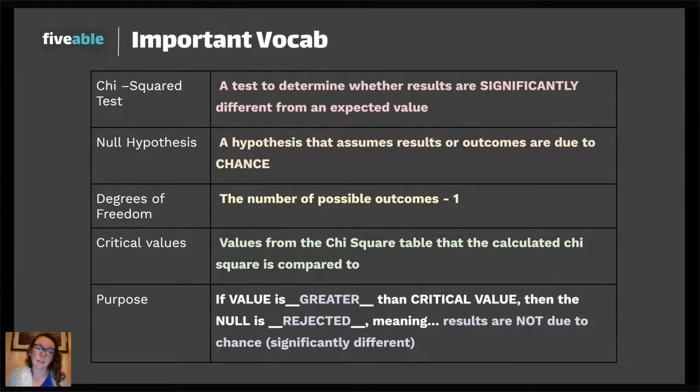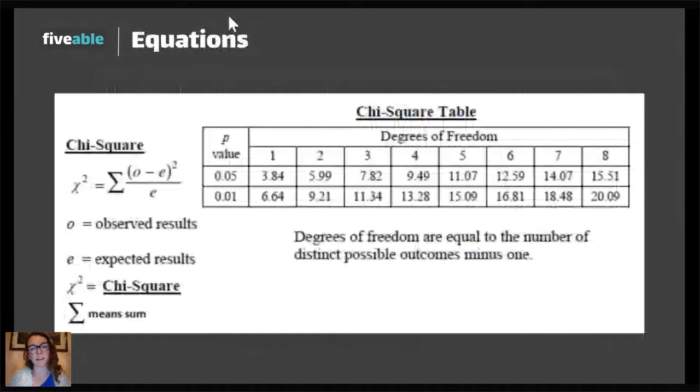Then there's this other term called degrees of freedom. Okay, and degrees of freedom is going to help us when we need to find a specific variable on this lovely chi-squared table. You'll notice that our headers here say degrees of freedom. What does it mean? Well, it tells you right here, degrees of freedom are equal to the number of distinct possible outcomes of a situation minus 1, okay?